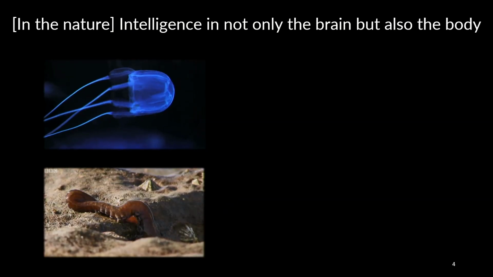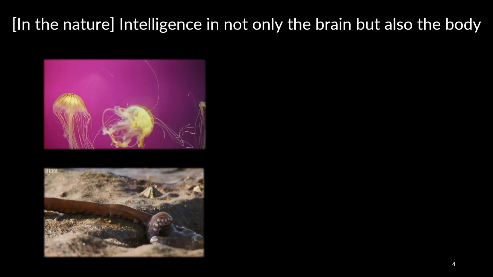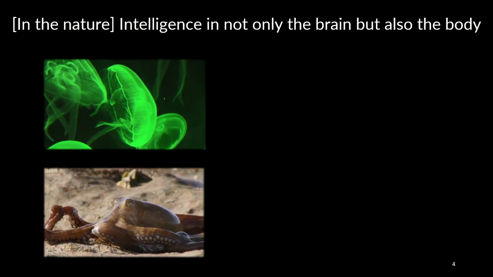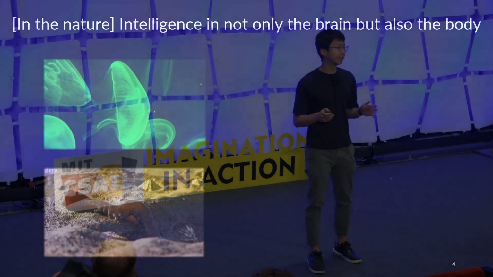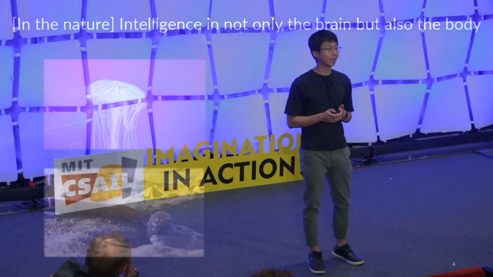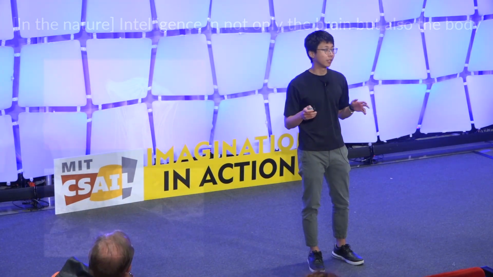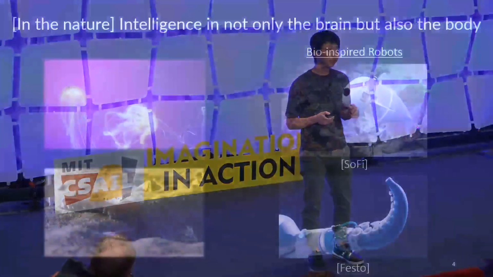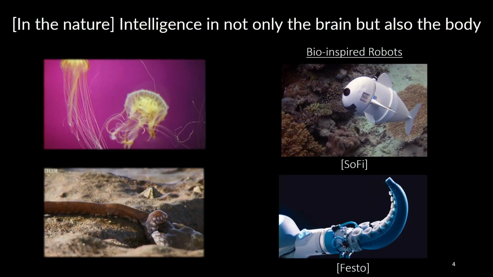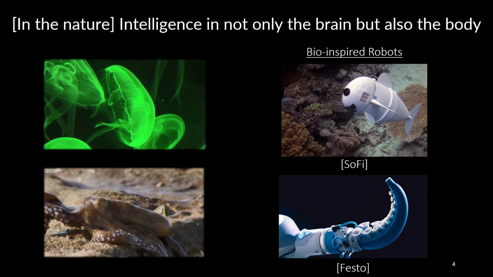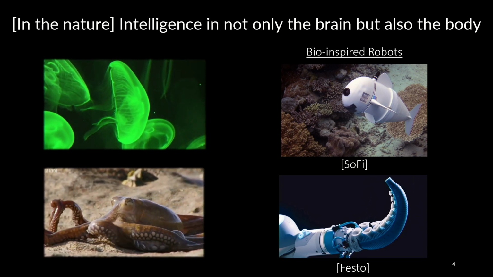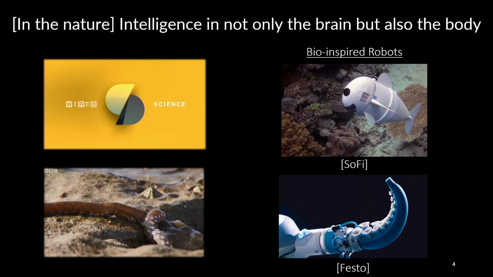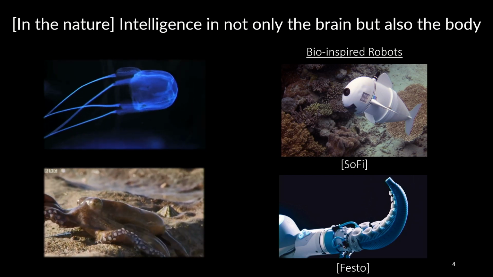And this is an interesting research topic because intelligence can exist not only in the brain, but also in the body. In nature, there are a lot of amazing creatures that exhibit morphological intelligence that allows them to traverse different terrains or do a lot of amazing stuff. Taking inspiration from nature, a lot of roboticists and researchers try to mimic natural creatures and copy this kind of morphological intelligence, allowing robots to have better capability of doing various tasks.